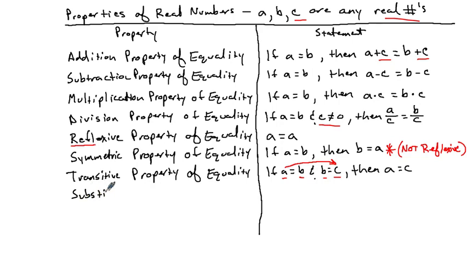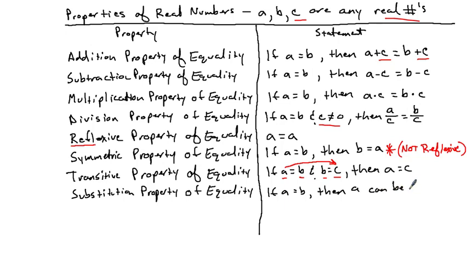We've got the substitution property of equality. And it says that if A equals B, then A can be replaced by B.